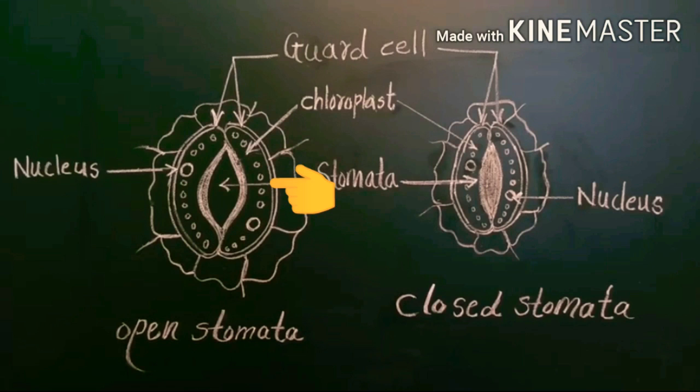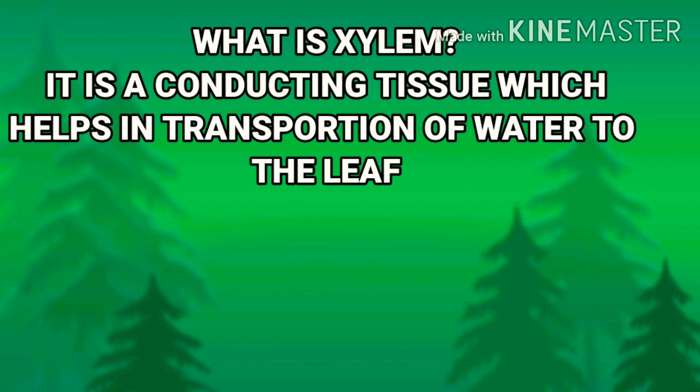And the small dot-like structure, which is known as chloroplast, is where exactly the chlorophyll is present. So this is an open stomata, and on the other side is the closed stomata. Open stomata are found during the daytime and closed stomata are found during the night time. Now we'll have to understand what exactly xylem is.